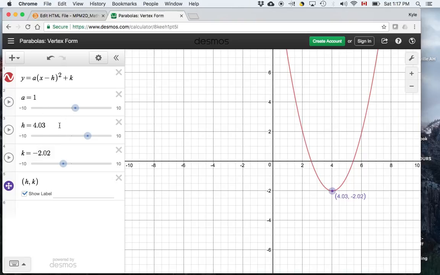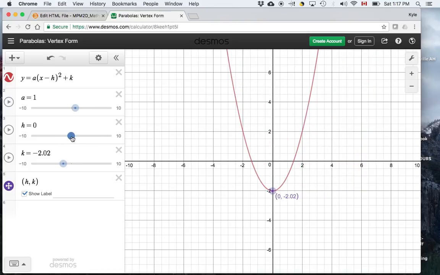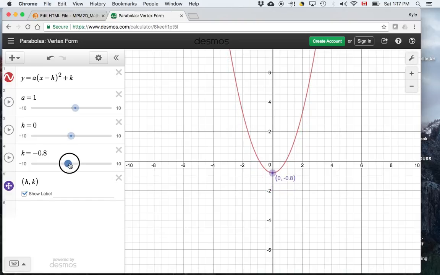Now something else to point out is that the h value up here in the equation is x minus h. So even though h is a positive 4, and here it's been shifted to the right by 4, up here in the equation it'll read as x minus 4. So whatever sign you see in the brackets with h, you have to remember that a negative here actually means a positive h value. Okay, so those are the effects of changing a, h, and k for the vertex form of a parabola.